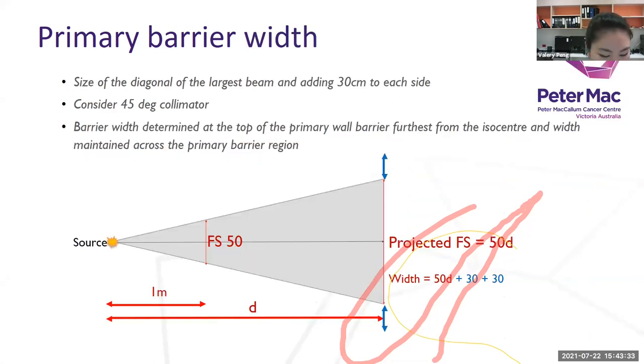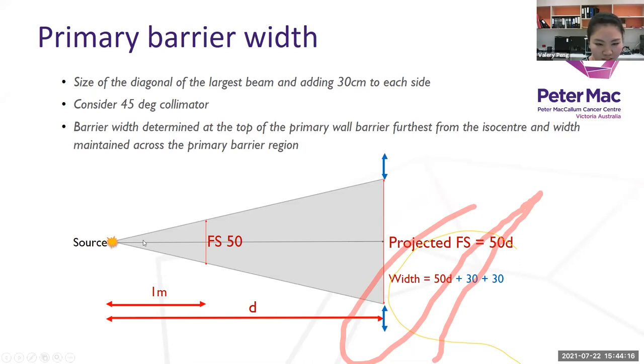So for primary barriers, we also would calculate the width. The width of the primary barrier used is basically the maximum projected field size, and then you add 30 centimeters on each side. So to get the largest field size, we would rotate the collimator to 45 degrees to get its diagonal. So that will give you the largest field size. Most LINACs would have a maximum 40 centimeter field size. But older LINACs would have the primary collimator limit the field to a 50 centimeter circle at ISO.